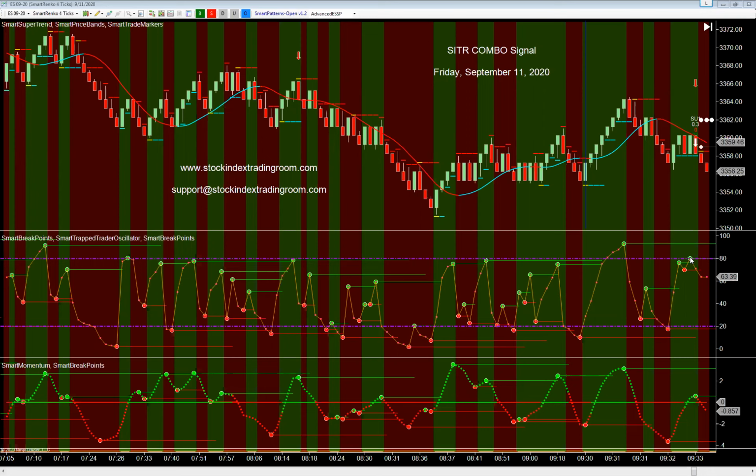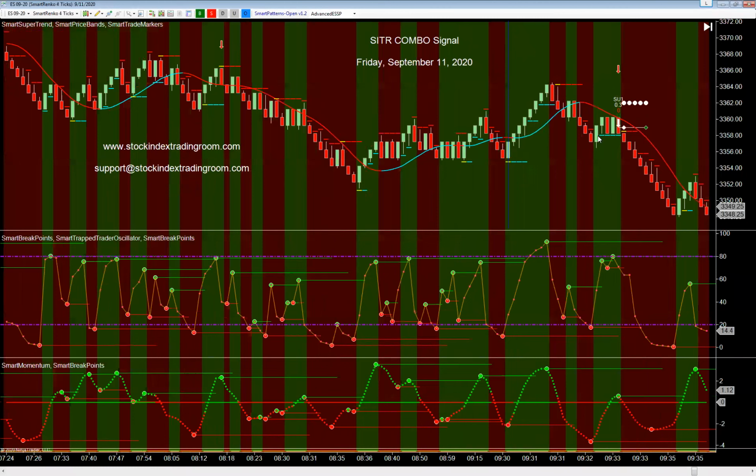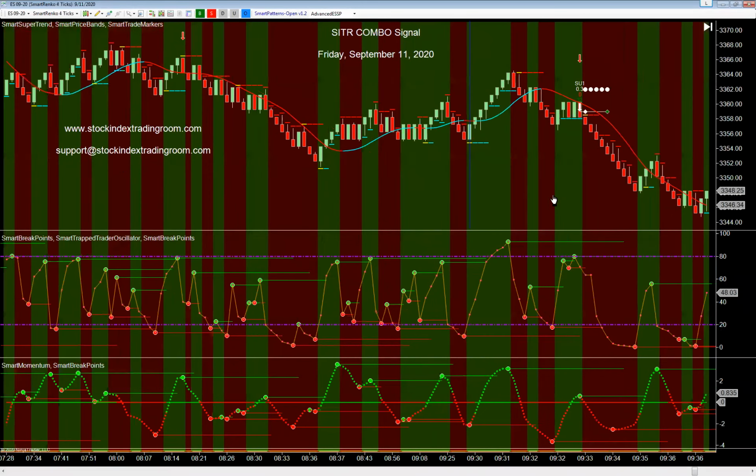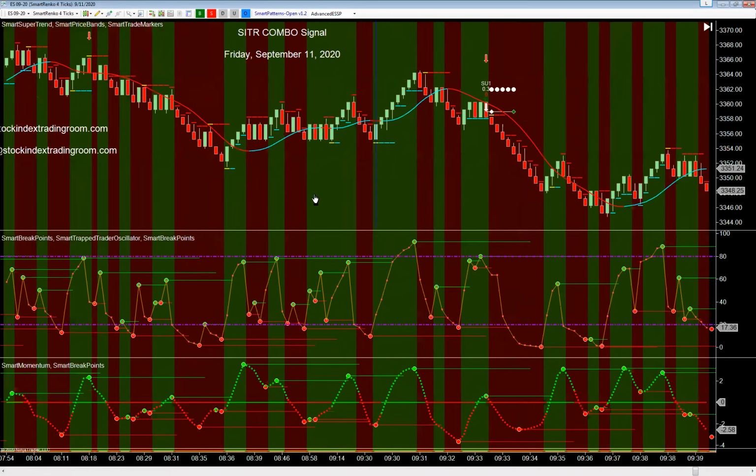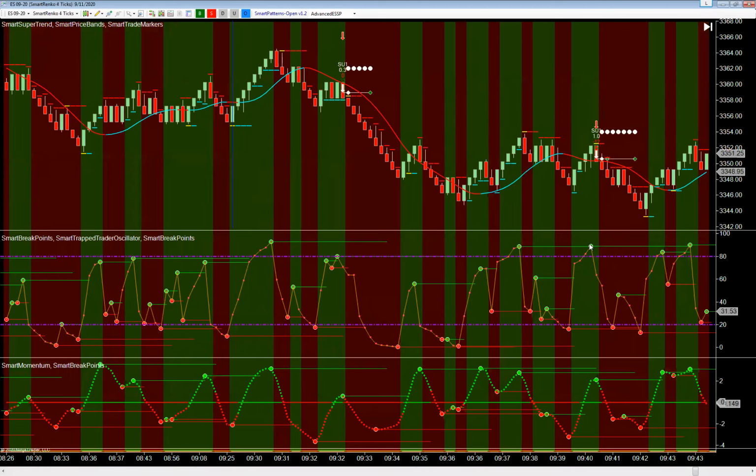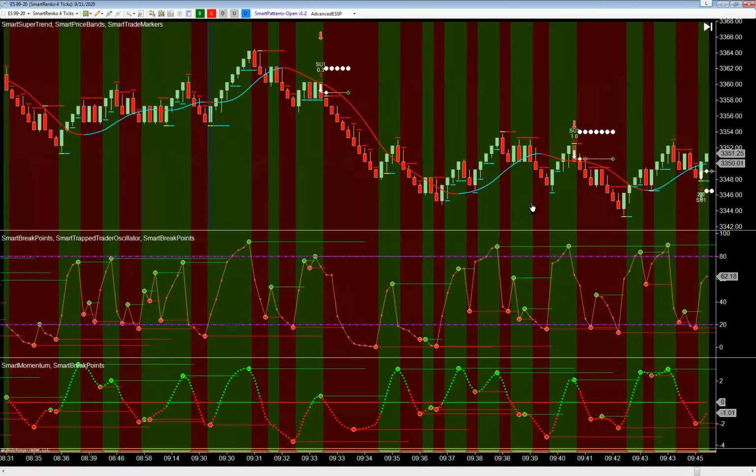We have trap trader oscillator in an extreme. We have a red reversal bar. In this case, very powerful that it can't penetrate smart price band. These are very powerful when the market bumps its head against it. And then as you can see, away we go. So there's our first signal. Here's our second signal in an extreme, red smart price band, another nice winner.